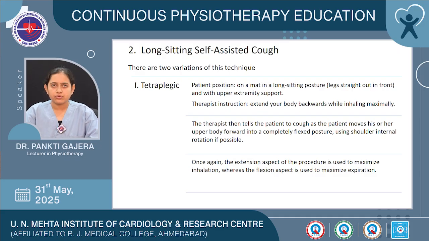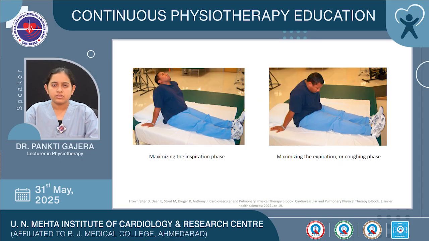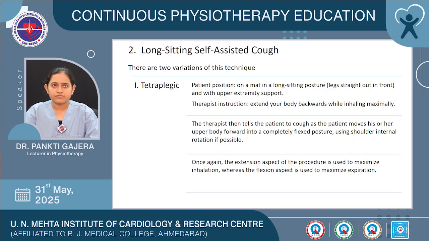Second one is the long sitting self-assisted technique. In this technique there are two variations. First variation is for tetraplegic patients, in which the whole four limbs are paralyzed or weak. The tetraplegic patient is positioned on a mat in a long sitting posture, legs straight out in front and with upper extremity support. Therapist instruction: extend your body backward while inhaling maximally. So, this first picture is for maximizing the inspiration phase.